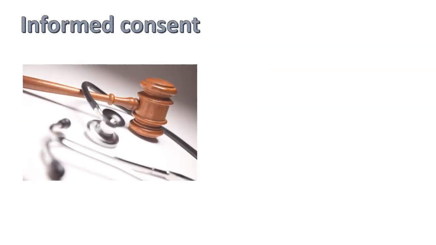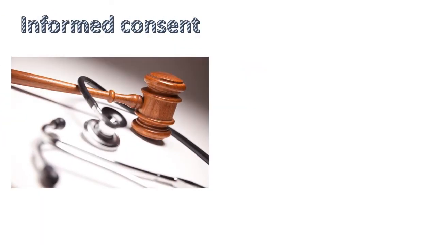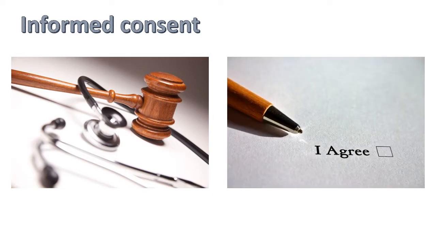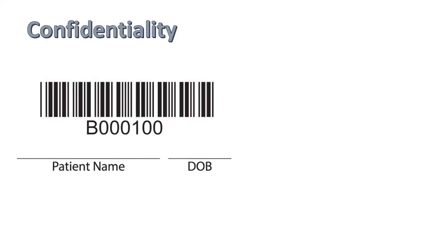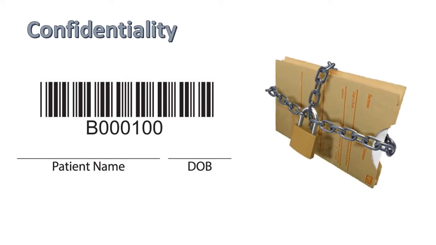Informed consent. Patient rights and protection are a top priority. The informed consent process makes sure that the benefits and risks are clear to them. Confidentiality. Patients' identity is always protected through a numbering system. Their name and contact details will never be disclosed, unless required by law.